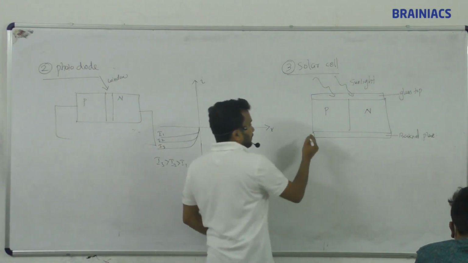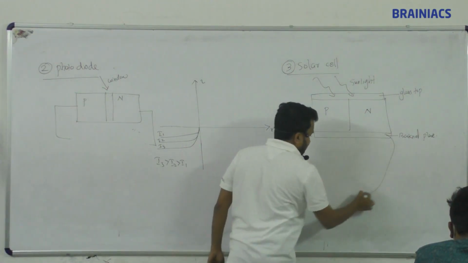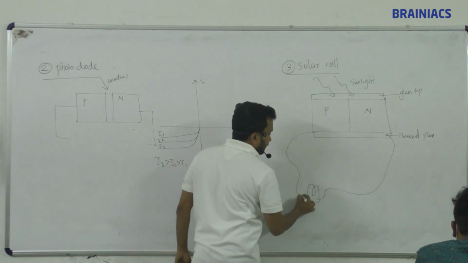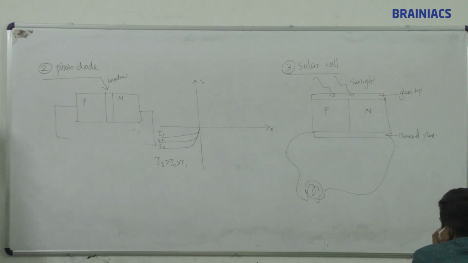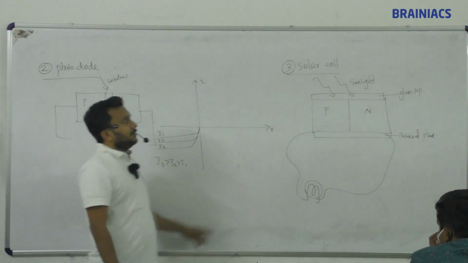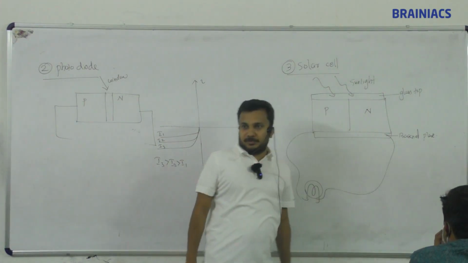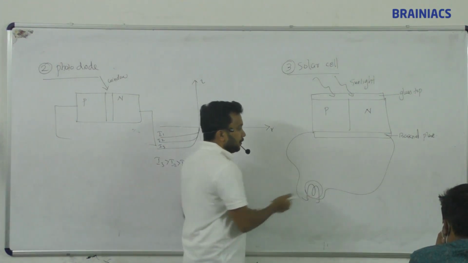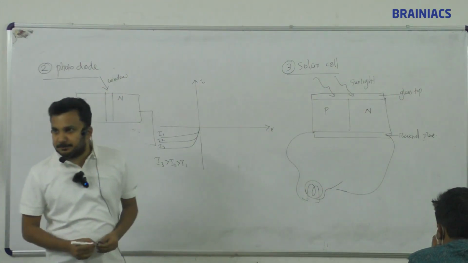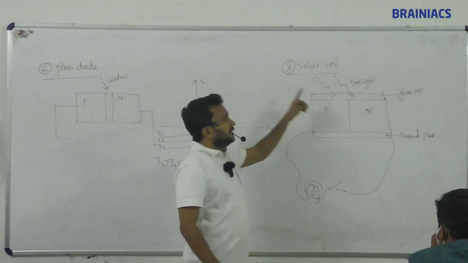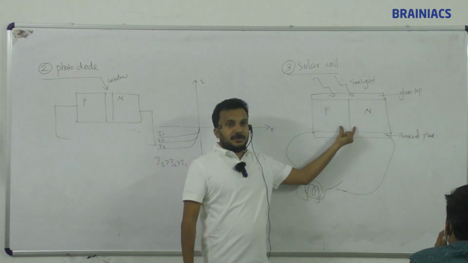Suppose assume this is a solar cell. I have connected it with a bulb. Morning time my bulb is switched off, for example. So whenever the light energy falls over here, the bulb switched off means what is the meaning of that? It is an open circuit. Correct. So whenever light is falling here, what is already available here?